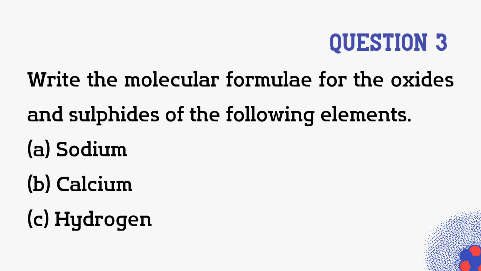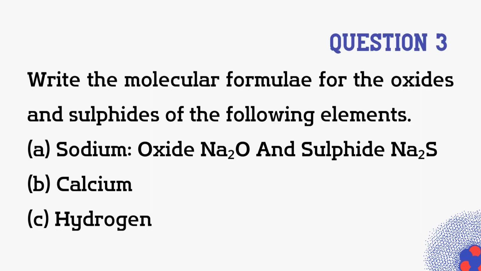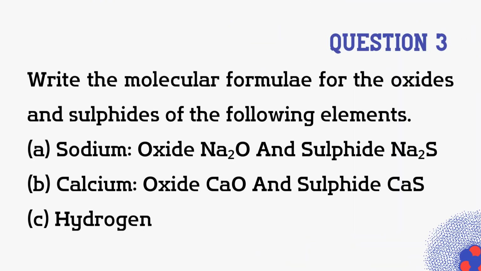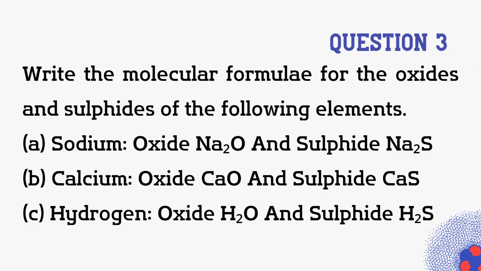Question 3. Write the molecular formulae for the oxides and sulfides of the following elements: A. Sodium, B. Calcium, C. Hydrogen. Answer is, for sodium, oxide of sodium is Na2O and sulfide Na2S. For calcium, oxide CaO and sulfide CaS. For hydrogen, oxide is H2O and sulfide H2S.